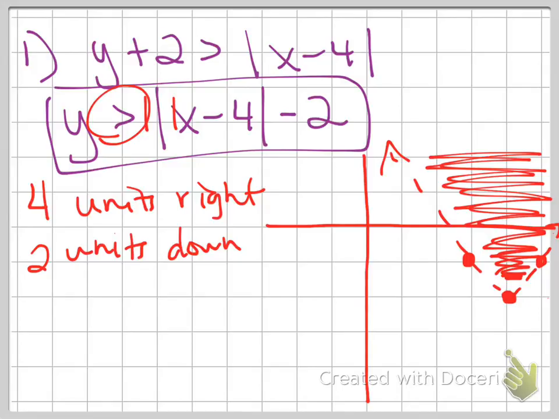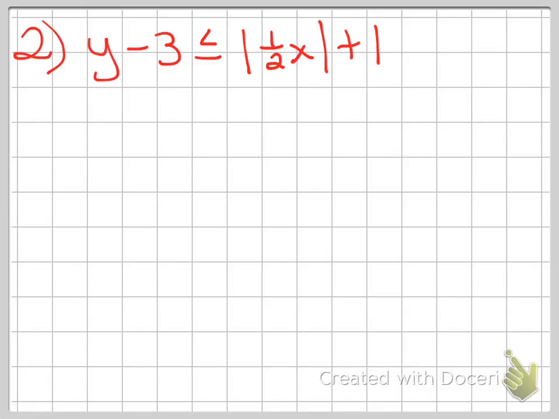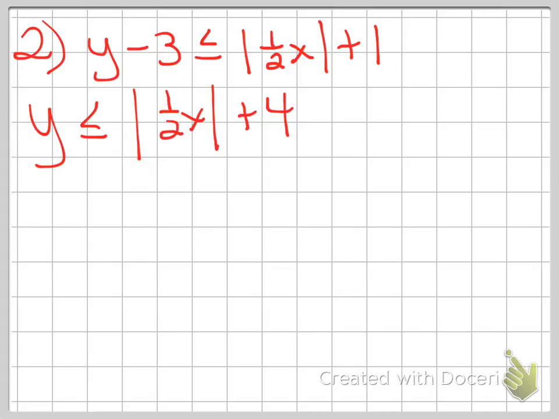Okay, so let's look at another problem. Problem number 2, where I have y minus 3 is less than or equal to the absolute value of 1/2 x plus 1. Okay, so first what I have to do is get y by itself. So I have y is less than or equal to the absolute value of 1/2 x, and that's going to be a plus 4 because I had to add 3 to both sides. So this is actually the equation that we're working with.